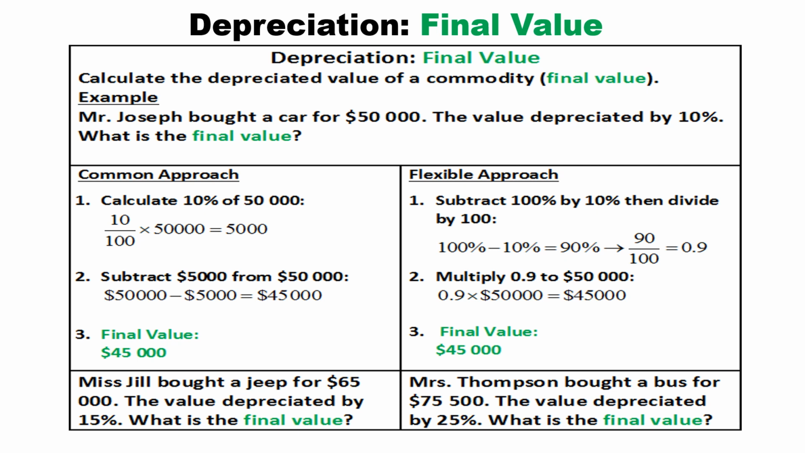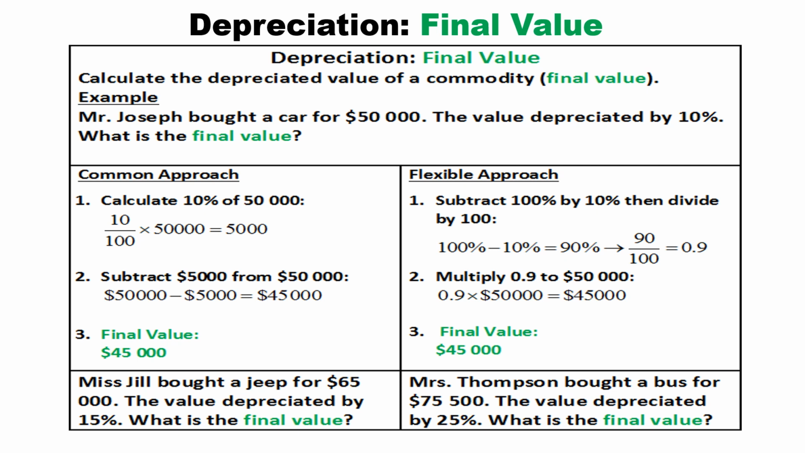Example, Mr. Joseph bought a car for $50,000. The value depreciated by 10%. What is the final value? So here again, you have the common approach and you have the flexible approach.